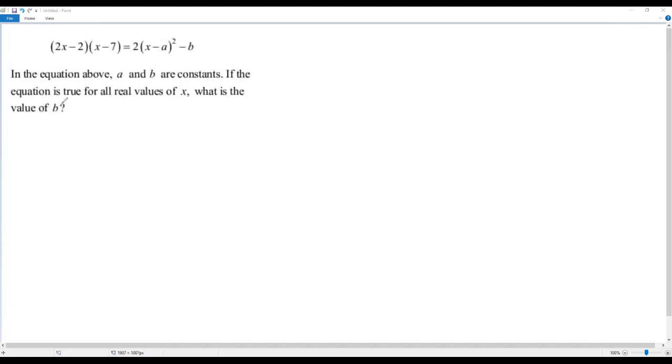Okay, here we have to find the value of b in the given equation. Now let me take the given equation as it is: (2x minus 2)(x minus 7) equals 2(x minus a) squared minus b. Let's do some simplification on both sides of this equation. On the left side, we can multiply these two binomials using the FOIL method.